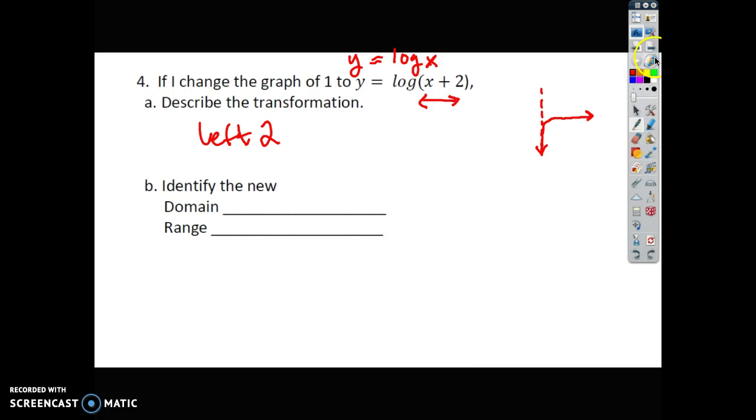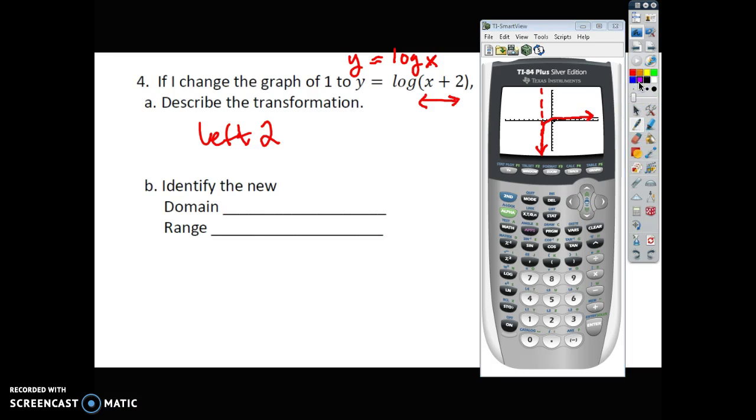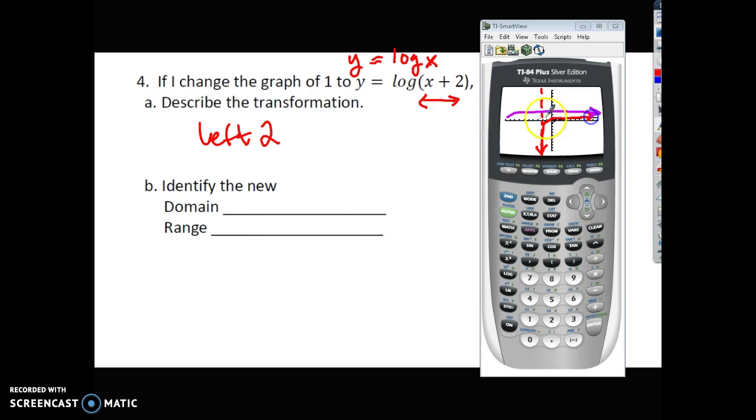Identify the new domain and range. So let's look at the calculator again, and we're going to look at the domain and range. The domain is all the x's that are present. So we're going to look at the function like this. Okay, you notice that there is no function out here. Why is that? Because there's an asymptote, right? The function only exists from here to the right. How do we write that? The domain is all the x's greater than what? Where's my asymptote? Negative 2. So the function is only to the right of negative 2.